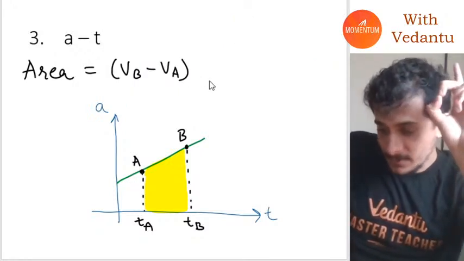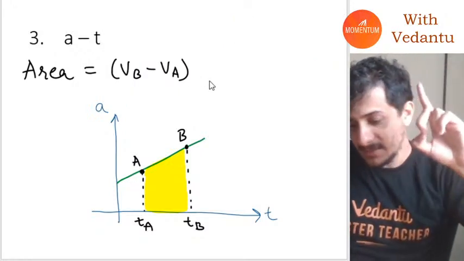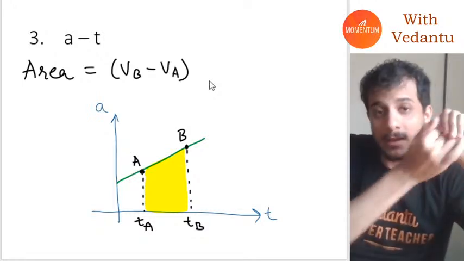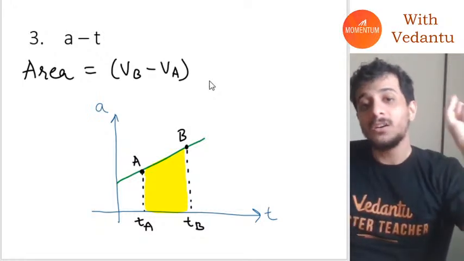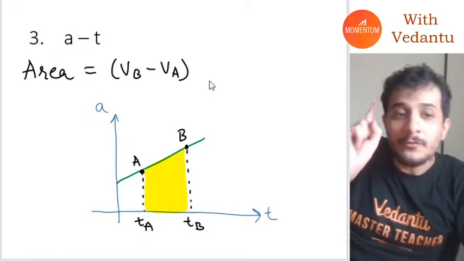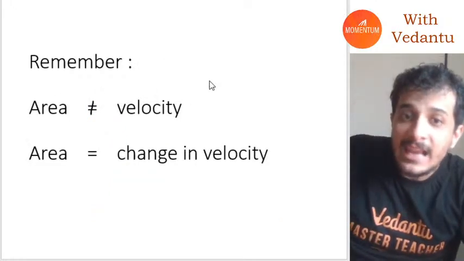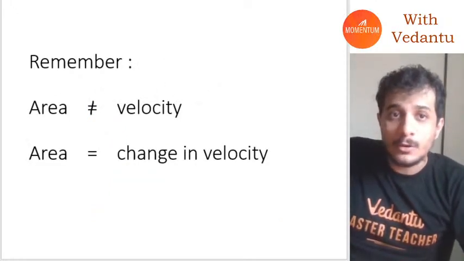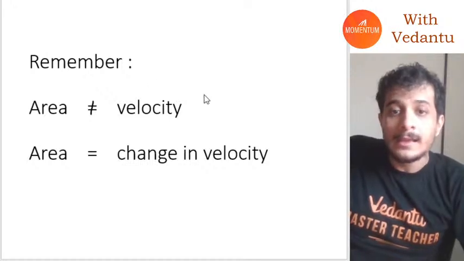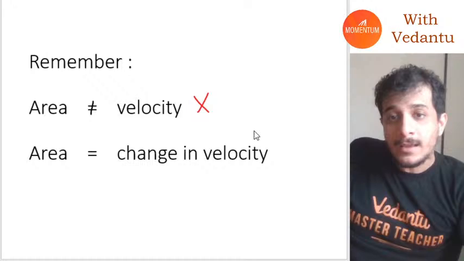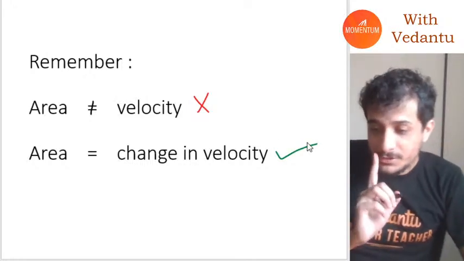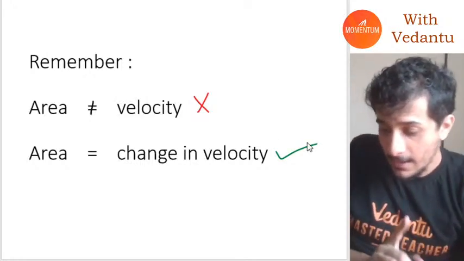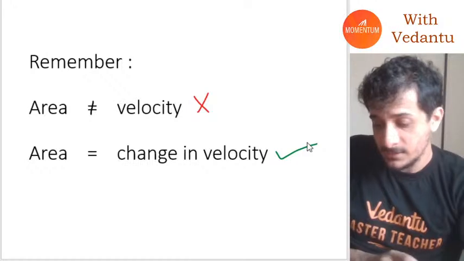This is the main important thing you have to remember, guys. Area under the curve is VB minus VA. Remember that area is not equal to velocity. Area is actually equal to change in velocity. I hope everybody understood.